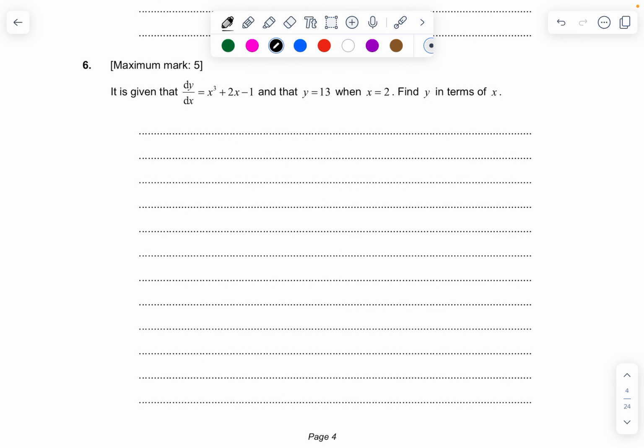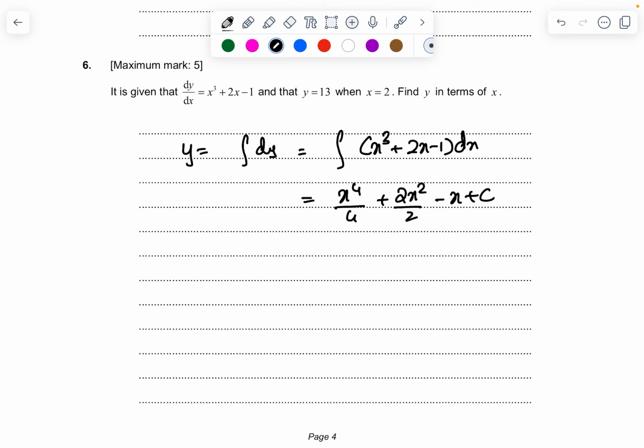Question number 6. dy by dx is given, and y equals 13 when x equals 2. Find y in terms of x. So again, in order to find y, it is the integral of dy by dx, which is nothing but the integral of x cubed plus 2x minus 1 dx. So it's going to be x power 4 upon 4 plus 2x square upon 2 minus x plus c.